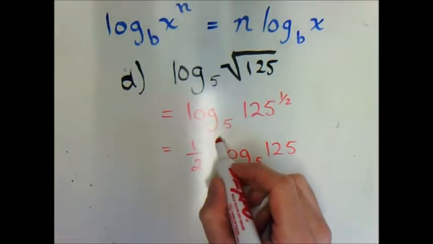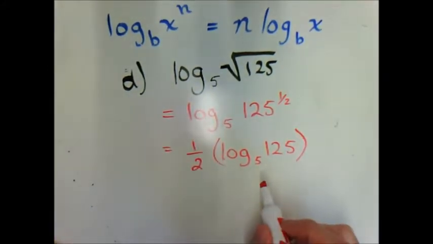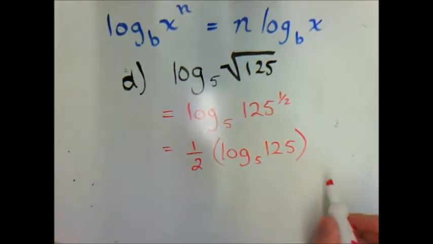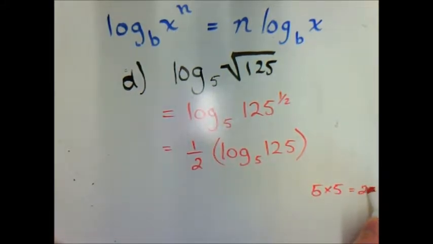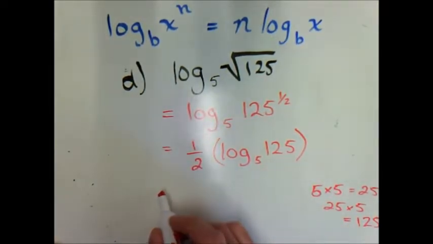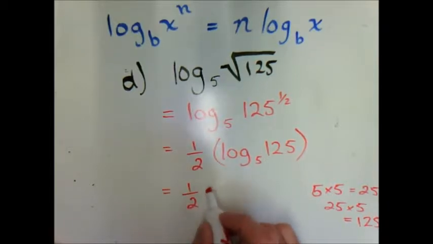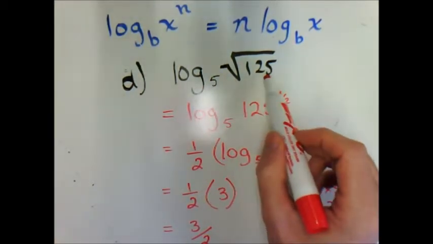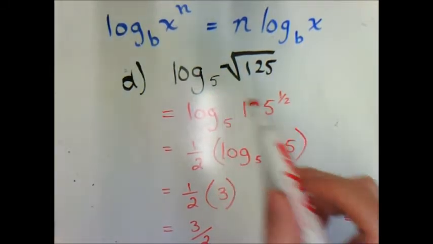And this little piece is simply saying, what do I need to raise 5 to result in 125? Well, little side work over here, 5 times 5 is 25. 25 times 5 is 125. So I need to raise 5 to the power of 3. So 1/2 times 3, which is 3/2, is equivalent to the log of the square root of 125 to the base 5.